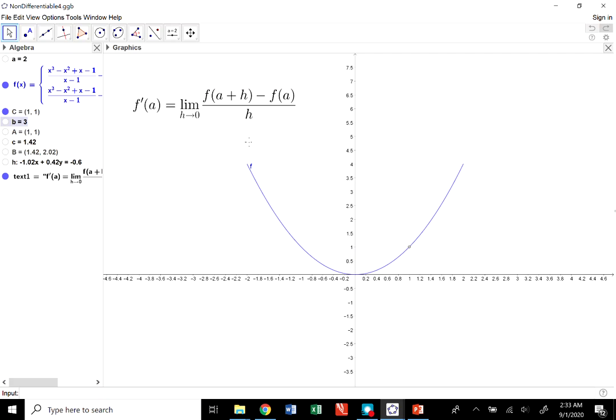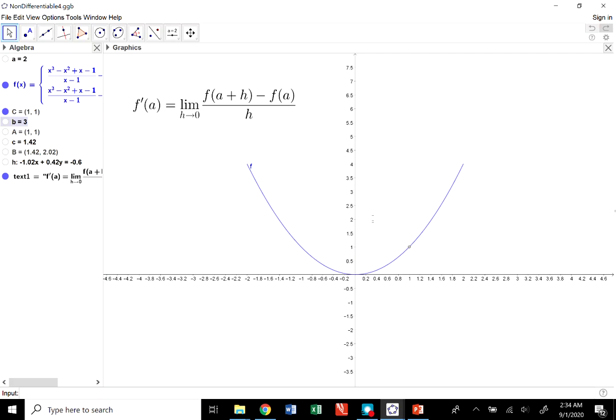The answer is no, the function is not differentiable, because notice in the definition you have to have f of a. What is f of 1? There's a hole in the graph. There is no value, man. So whenever there is a removable discontinuity, then the function is not differentiable.